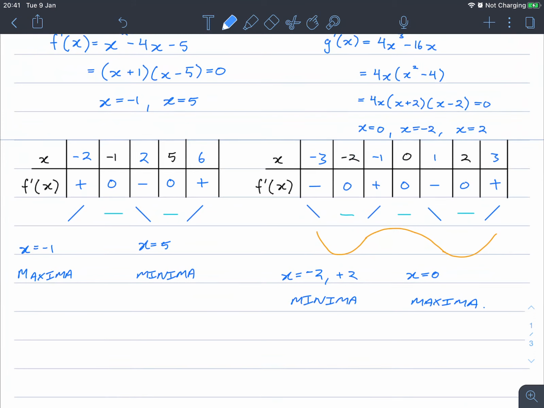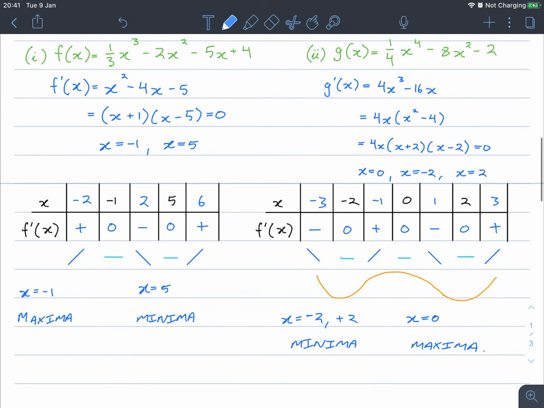So I hope that gave you an insight into determining whether points are maximum or minimum. And also, just as a reminder, notice how this method does not tell us at all what the y values are for these maxima or minima.